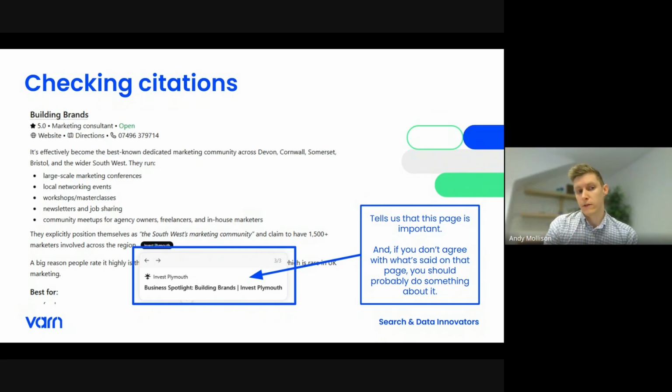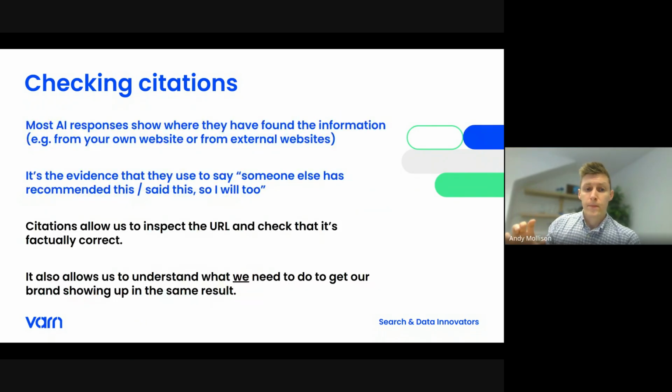So if we don't like the response it gave us, we probably have a check of that article. Is there some information there that's not right? Like, do they have the wrong phone number, the wrong address, or something like that we want to change? Or is it great? Is it fine? The reason that's important, like I said, it's showing you where they found the information, but it's also the evidence that AI is using to say someone else has recommended this, or someone else has said this, so I'm going to do the same.